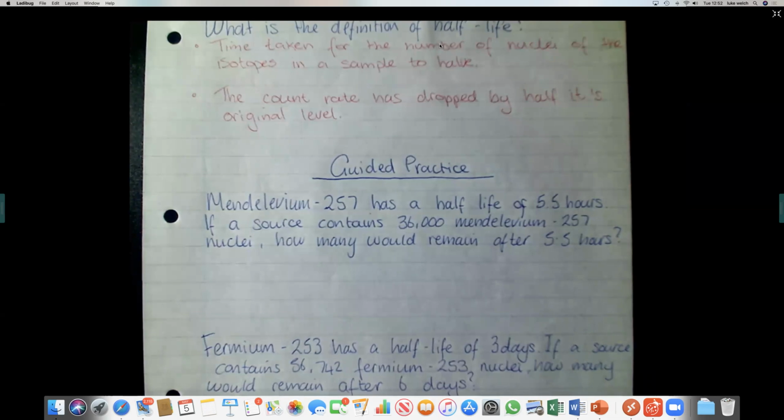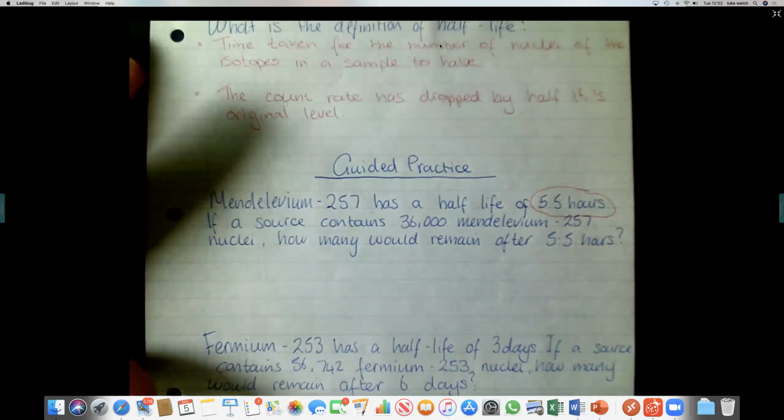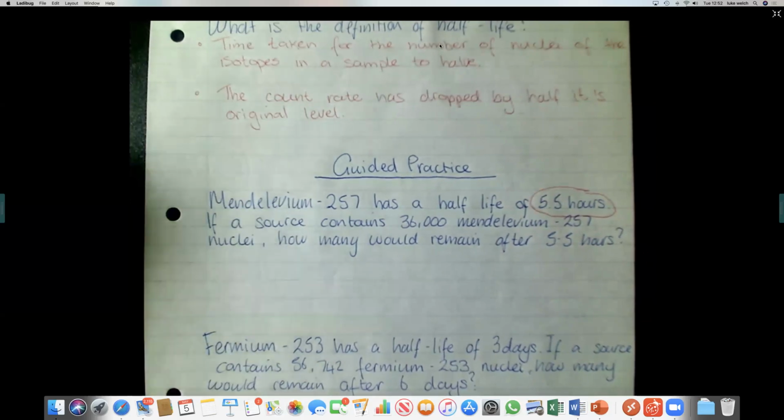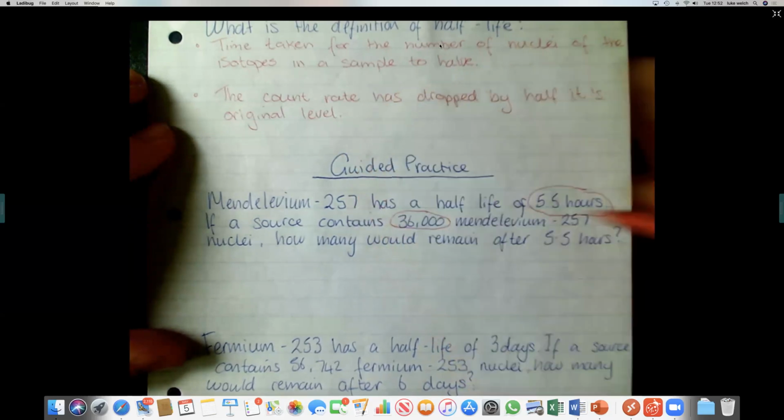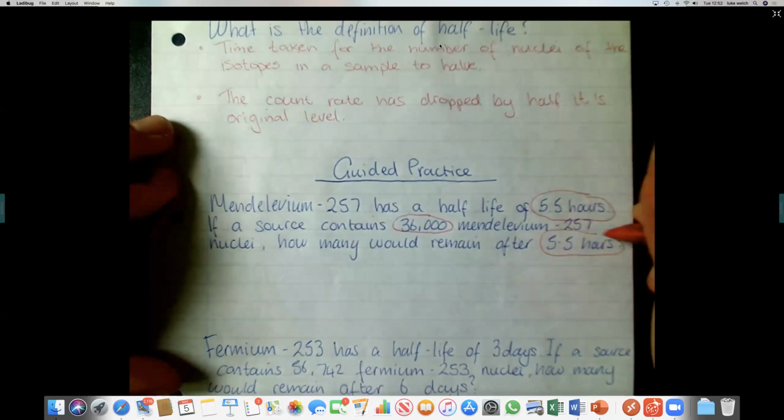So this example says Mendelevium-257 has a half-life of 5.5 hours. If a source contains 36,000 Mendelevium-257 nuclei, how many will remain after 5.5 hours? So let's pick out the key information. So the half-life, how long it takes it to halve, is 5.5 hours. It contains at the start 36,000 Mendelevium nuclei in the radioactive source. And then it's telling me how many would remain after 5.5 hours.